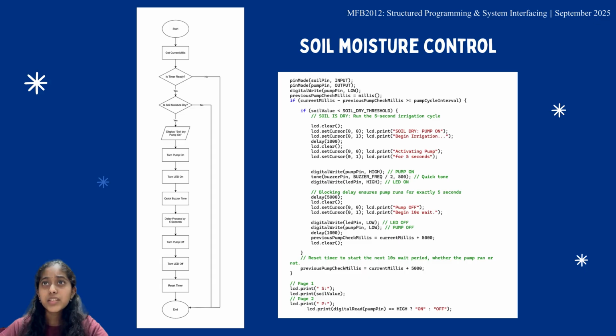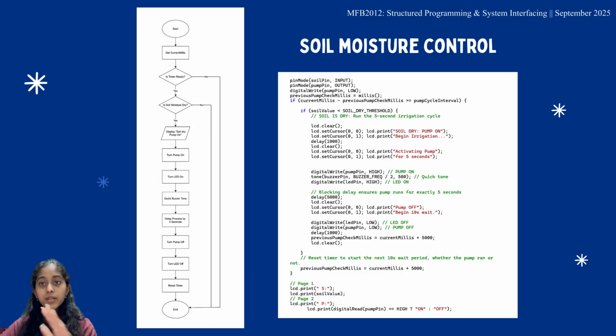And then we have the soil dryness condition. If soil value is lesser than the soil dry threshold, so if it does not meet the threshold, then you would know that the soil is dry, and the 5-second irrigation cycle will start from here. We have a bunch of LCD lines over here. First one is lcd.clear, which clears it to an empty screen. Set cursor to 0,0, and then the LCD prints soil dry, pump on, moves to 0,1, and prints begin irrigation. Delay 1000 means it would delay for 1 second because it's 1000 milliseconds.